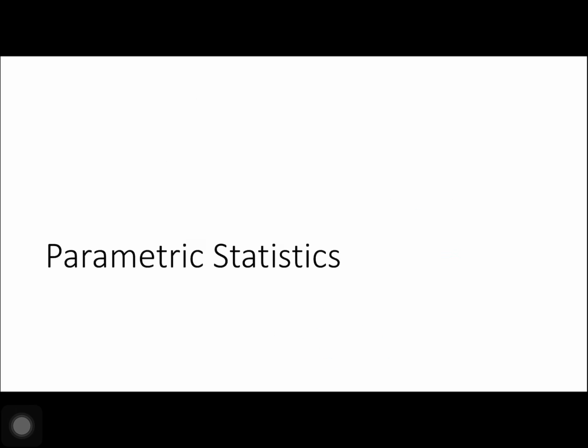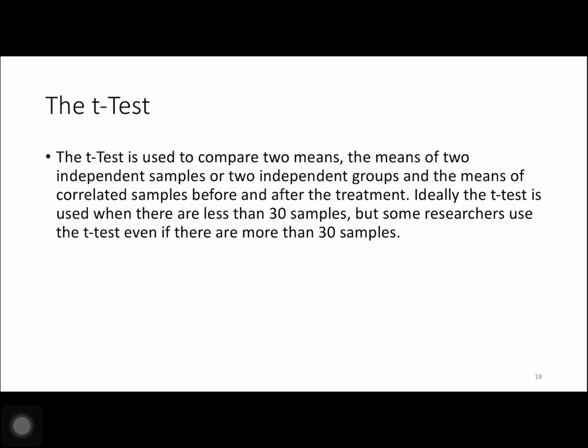So the first parametric test that we are going to study is the t-test. The t-test is used to compare two means. The means of two independent samples or two groups, and the means of correlated samples before and after treatment. Ideally, the t-test is used when there are less than 30 samples, but some researchers use the t-test even if there are more than 30 samples.